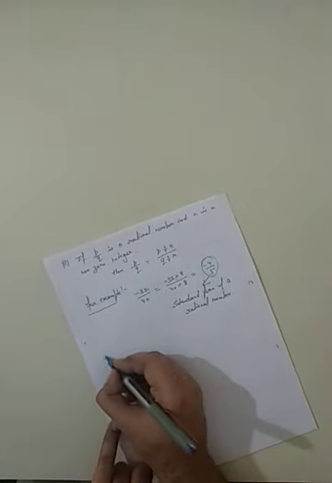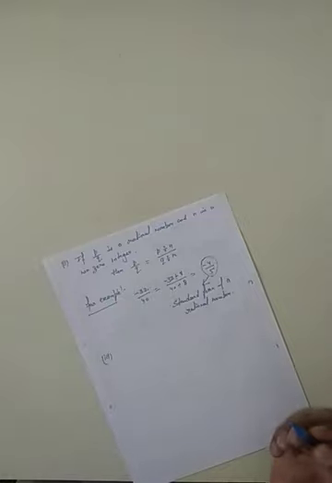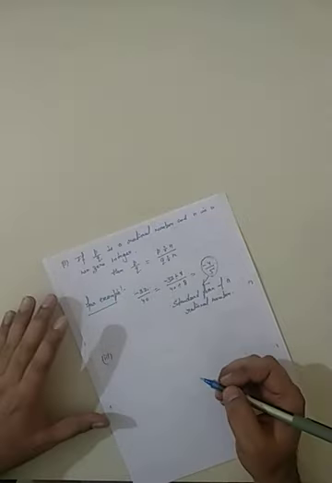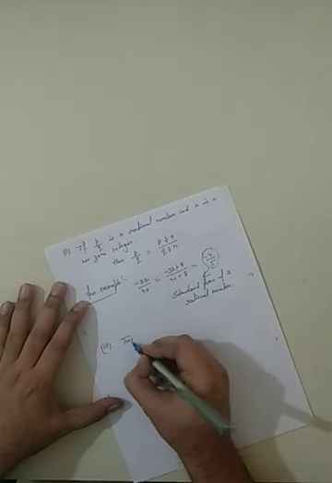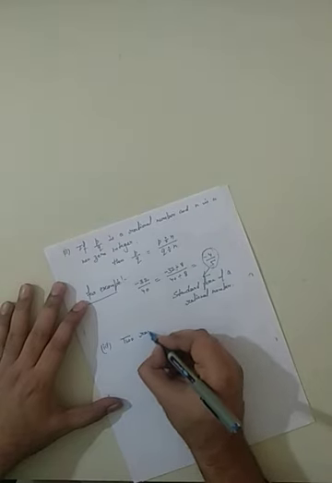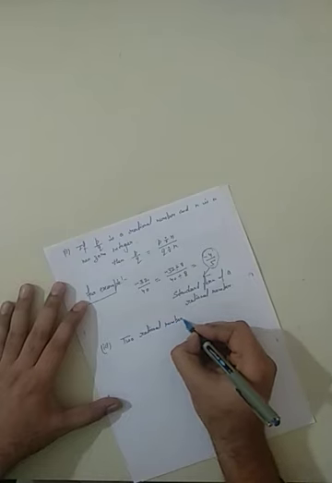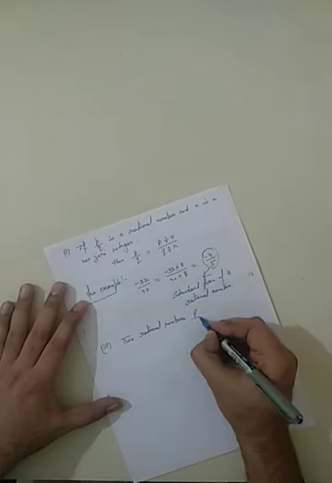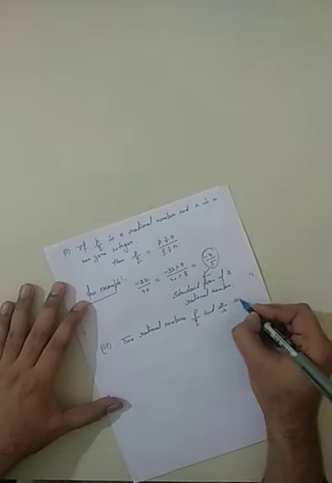Now the third property. If we have to compare two rational numbers, take two rational numbers P by Q and R by S that are equal.